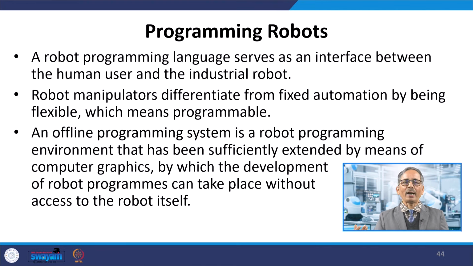Okay, so in an offline programming system, the robot is programmed in an environment that is usually created using computer graphics. So we program the robot using the virtual environment, then test whether that program is working properly or not, and then we transfer that program to the actual robot.